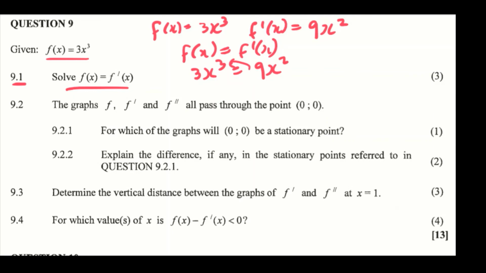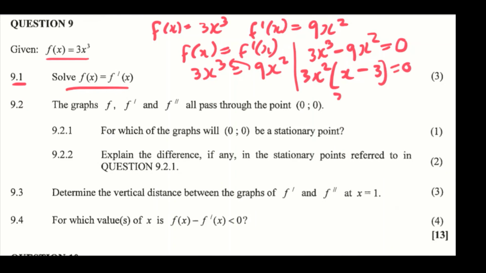You transpose this to the other side: 3x cubed minus 9x squared equals 0. Factorize: 3x squared into x minus 3 equals 0. So 3x squared equals 0, therefore x equals 0, the first solution of x, or x equals 3, the second solution of x. So we are done with solving this problem here.